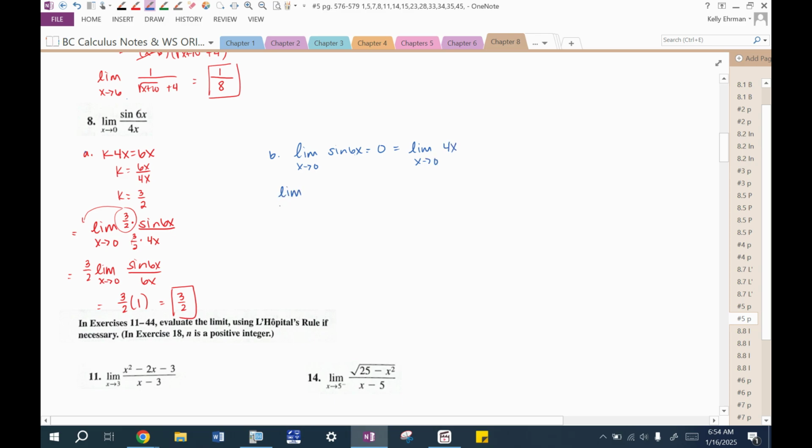So that means we can use L'Hopital's rule. So the limit as x approaches 0 of the sine of 6x over 4x has to equal the limit as x approaches 0 of the derivative of each of these. So this is going to be 6 cosine of 6x over 4. Now try direct substitution there. You get 6 cosine of 0 over 4. Cosine of 0 is 1. So 6 over 4 is 3 over 2. So we have to use a little bit of trickery to do it without L'Hopital's rule. L'Hopital's is a bit more straightforward.